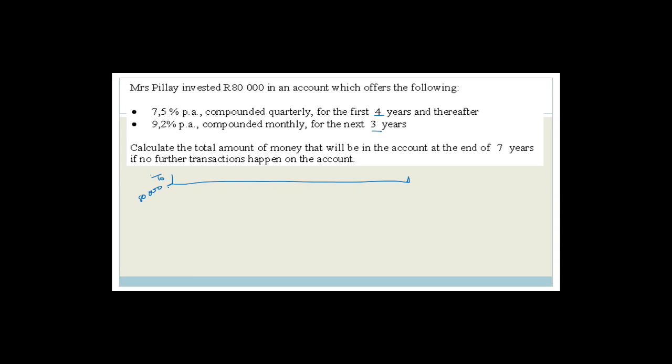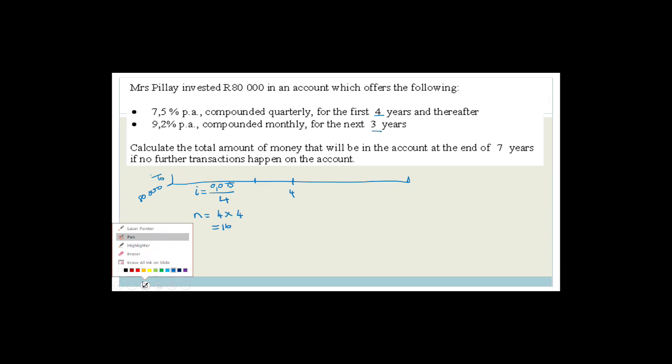We've got her investment of 80,000 Rand at T0. For the first 4 years, her interest was 0.075, divided by 4, because it is compounded quarterly, meaning 4 times a year. But then the n is going to be 4 years multiplied by the fact that it's compounded quarterly. So it's 4 times 4, which is 16 payments.